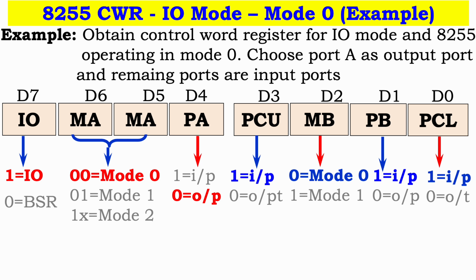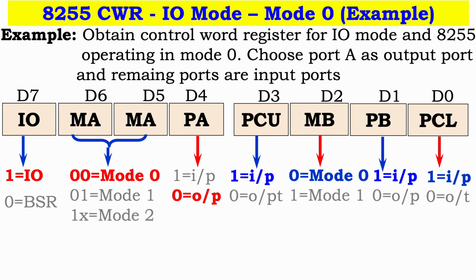This is an I/O mode 0 operation. In this example, the 8255 is operating in I/O mode, mode 0. Port A is an output port, and all remaining ports are input ports. So D7 is set to 1 for I/O mode. The mode of port A is mode 0, so it is set to 00. Then port A is used as an output port. All remaining ports are input ports. See there, D3 is an input port, D1, port B, is also an input port, and port C lower is also an input port.